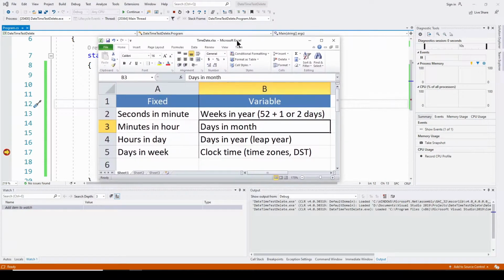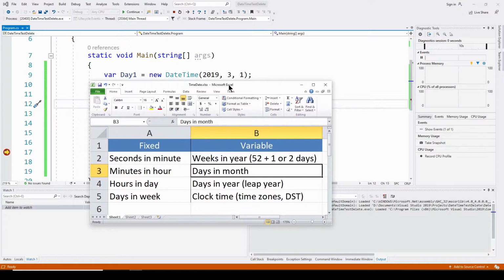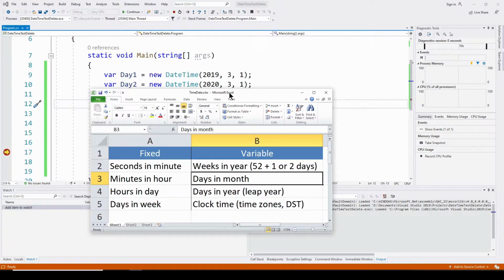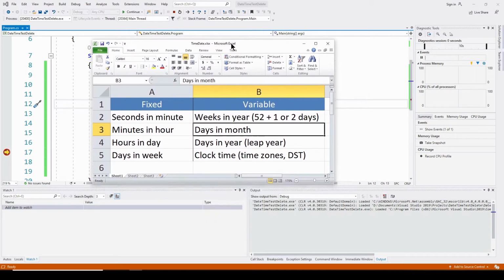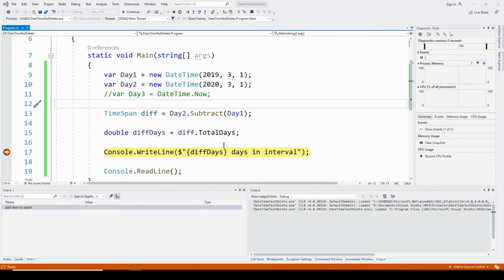There are 366 days in this year between March 2019 and March 2020, and the reason is because of a leap year. If you weren't aware, in 2020 they added a day to the normally 28-day February. It was 29 days in February 2020. So they added a day, which means there's 366 days in that duration.